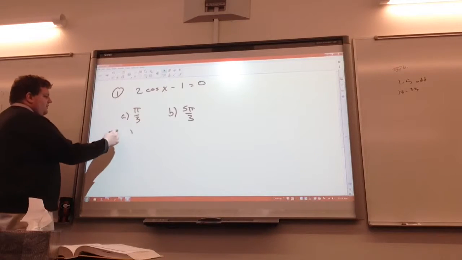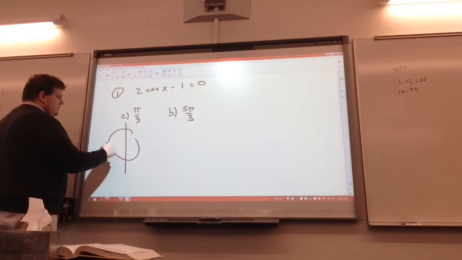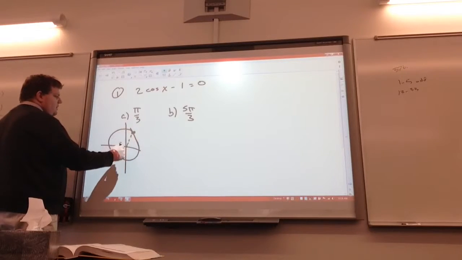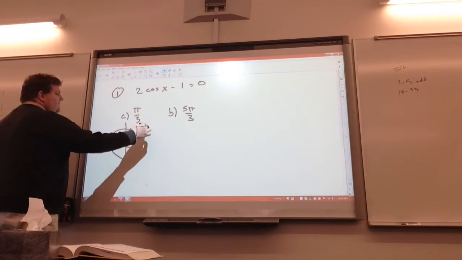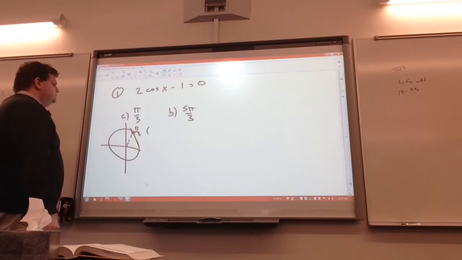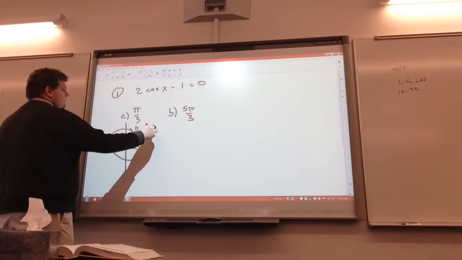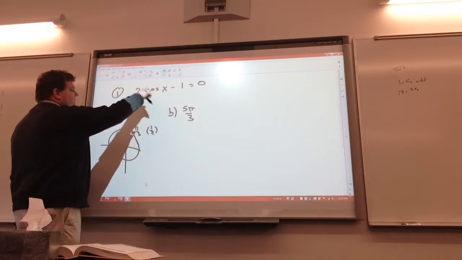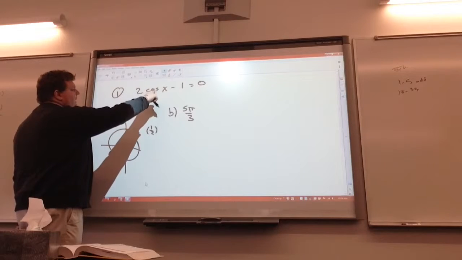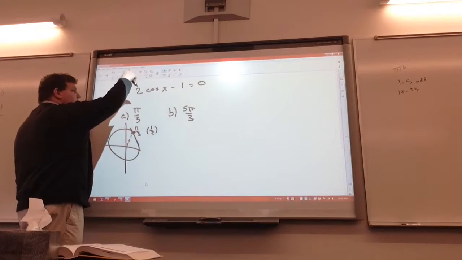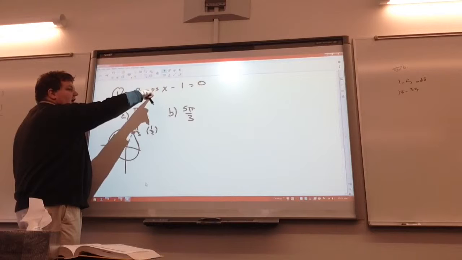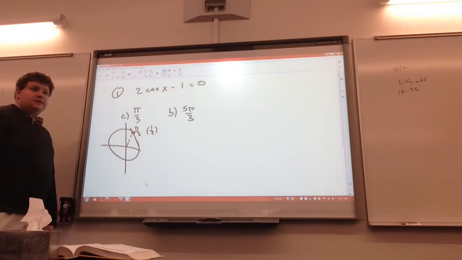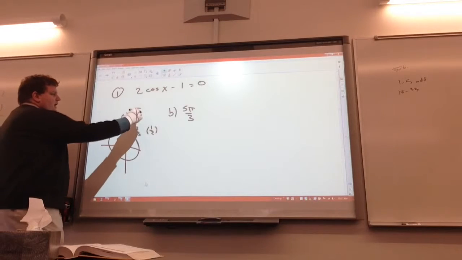I look at my unit circle and say, okay, pi over 3, that's up here. What's the x-coordinate at pi over 3? It's 1/2, right? So for A, if I put pi over 3 in, I have 2 cosine of pi over 3 minus 1 equals 0. That'd be 2 times 1/2 minus 1 equals 0. Is that true? Yes. So it works for A.